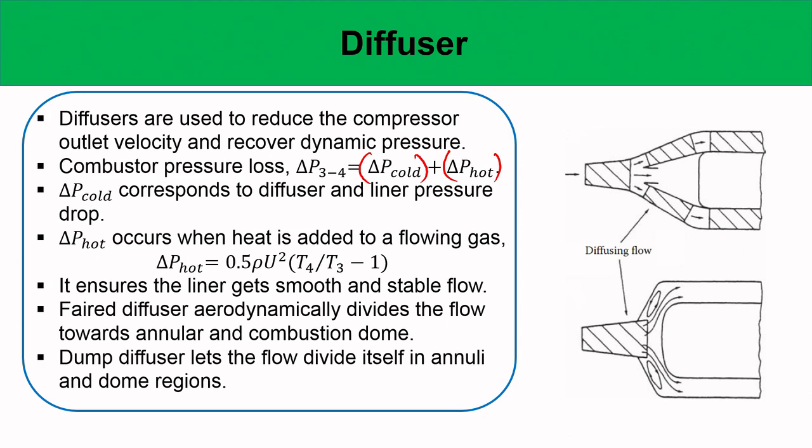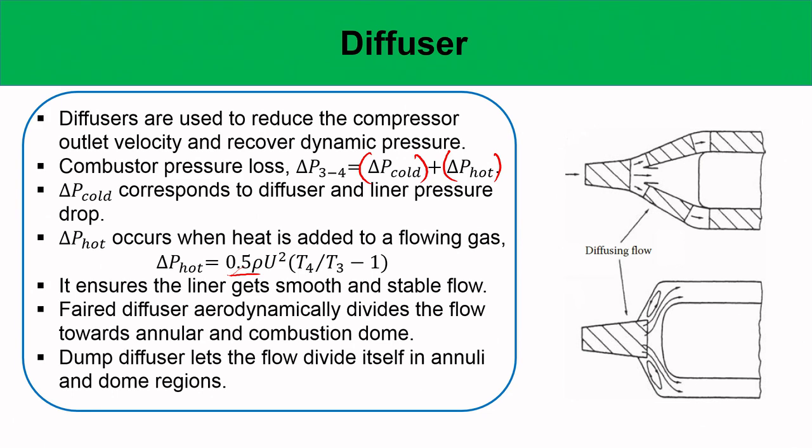So, now the point is that when you add heat into a flowing gas, which is a subsonic gas, then of course there is a pressure loss, as we have seen. This pressure loss is directly proportional to the u square, which we have done, if you remember, in the governing equations and the premixed 1D premixed flame class. So this is about 0.5 times rho u square times T4 by T3 minus 1. With this we can calculate the pressure loss.